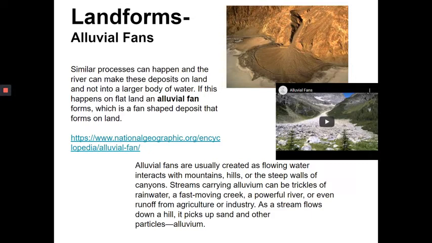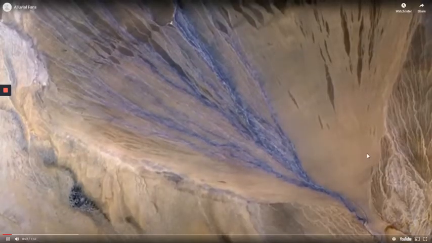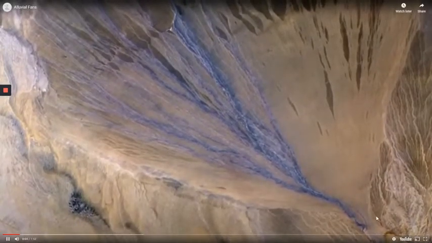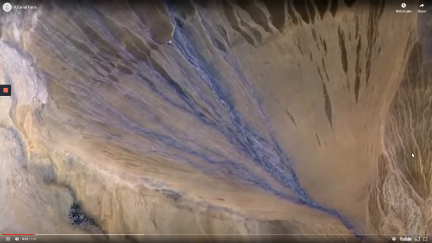As a stream flows down a hill, it picks up sand and other particles, which is the load or the alluvium. And this creates our alluvial fan. So they look very similar to deltas, except they're forming on land more than in a larger body of water. So here's some examples. An alluvial fan is a fan or cone-shaped deposit of sediment, and it usually picks up sand and particles to form the fan shape.